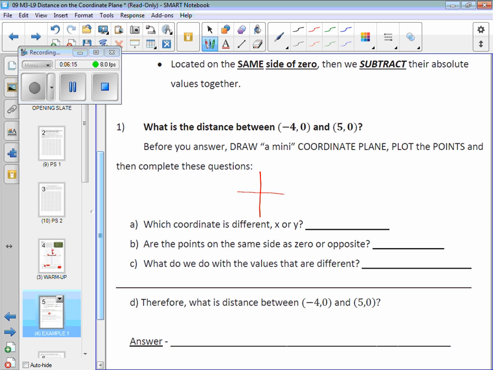Okay. I'm going to call on somebody. I need you to come up and show me approximately where -4, 0 would be on the coordinate plane. Max, come on up. Have you do it in blue. That's it. It's about right. Doesn't have to be exact. What about 5, 0? Antonio, come on up.